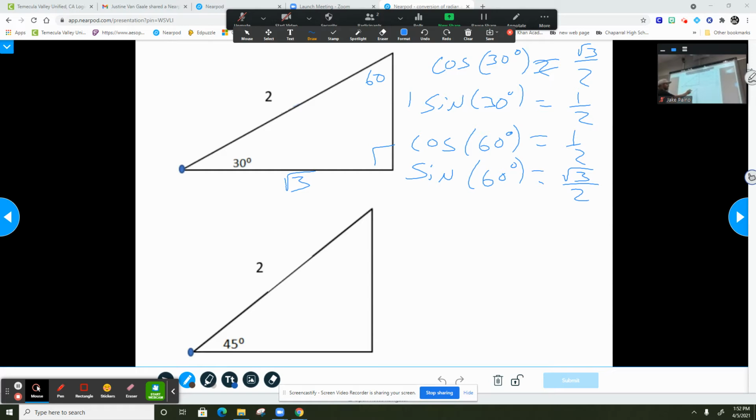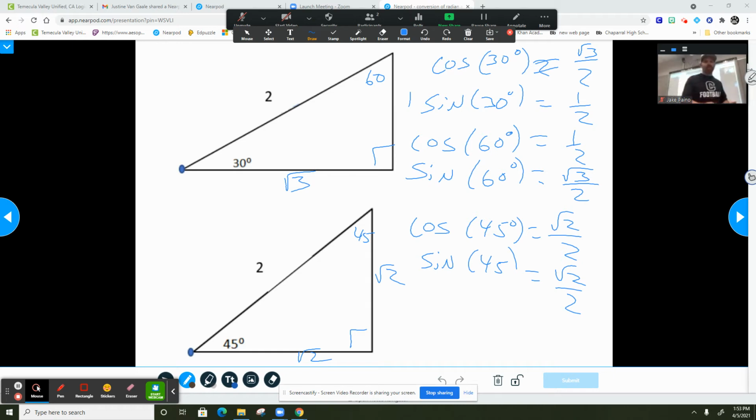All right, so for my 45, again, this will be rad 2. This will be rad 2. So if I go cosine of 45 degrees, I get rad 2 over 2. I do sine of 45 degrees. I also get rad 2 over 2. And I'm looking at these numbers, I'm seeing the same numbers over and over again. I'm seeing rad 3 over 2. I'm seeing 1/2. I'm seeing rad 2 over 2. All right, those should look very familiar to the unit circle. We just got to figure out where on the unit circle they are going and coming from.